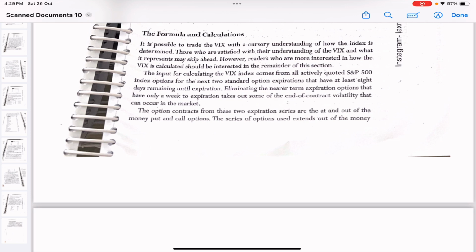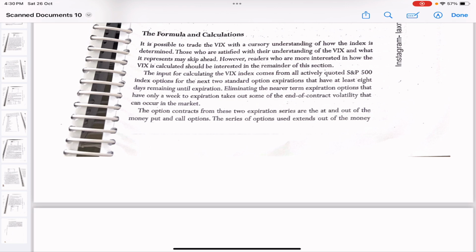Now let's look at the formula and the calculations which we are going to use. It is possible to trade the VIX with a cursory understanding of how the index is determined. Those who are satisfied with their understanding of the VIX and what it represents may skip ahead. However, readers who are more interested in how the VIX is calculated should be interested in the remainder of the section.